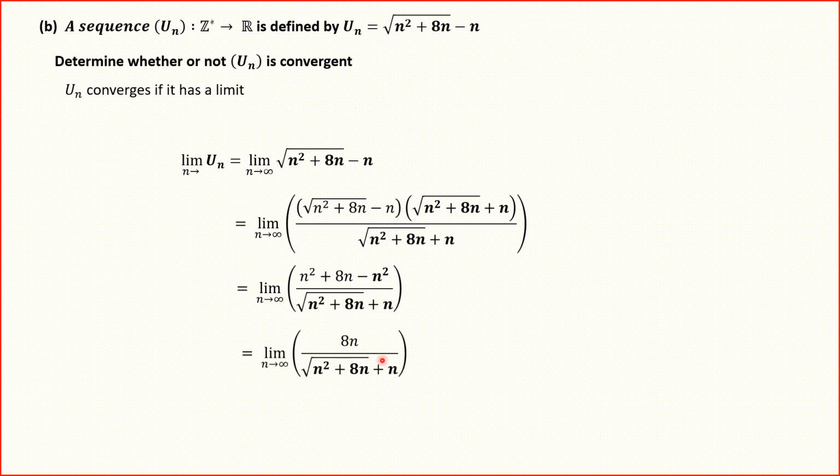Now going further to simplify, we will see that n squared minus n squared is 0. So we are left with 8n at the numerator. And at the denominator, we are going to factor out an n squared here. When you factor out an n squared, this is what you are going to get: n squared into 1 plus 8 over n. Since I factor out n squared, I have to divide this 1 by n squared. 8n divided by n squared will give us 8 over n, plus this other n.